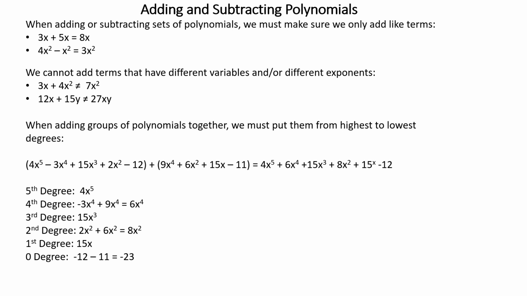Quick refresher here. Remember, we can only add like terms. Not only in terms of variables, but also the same degrees. 3x plus 5x is 8x. 4x squared minus x squared is 3x squared. I cannot add different variables or different exponents. 3x plus 4x squared is not 7x squared.